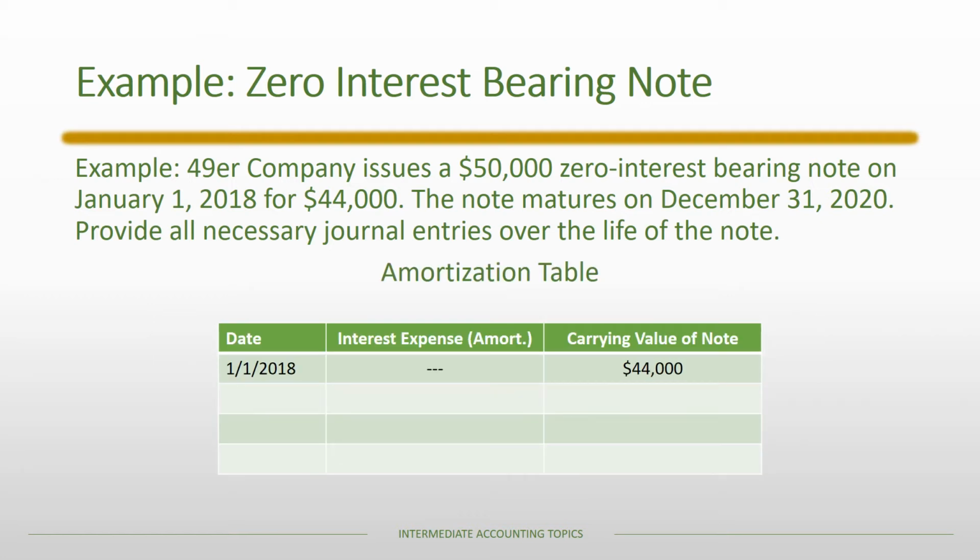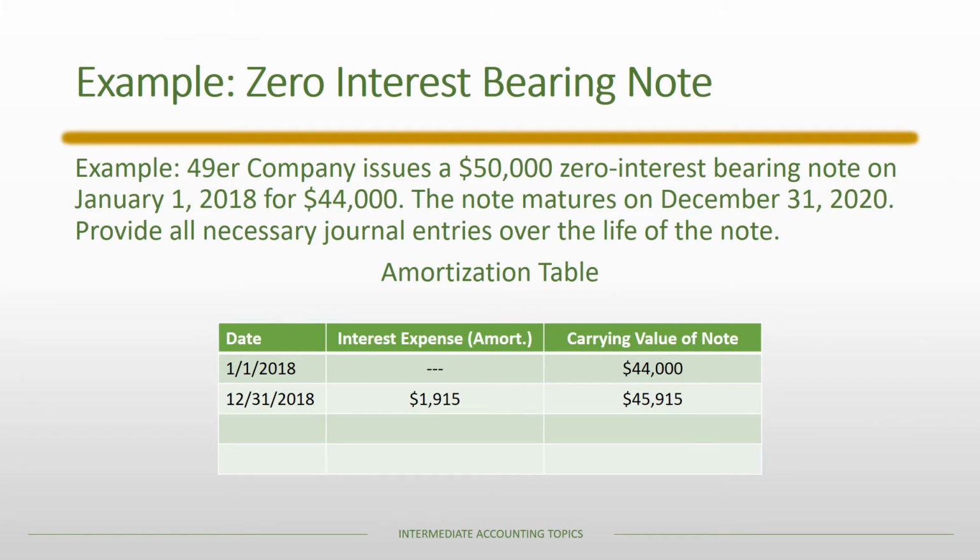We're going to use the information from our time value of money calculation and create an amortization table. Just like any other table we've done, we have the date and we have the initial carrying value of the note. And from there, we're going to basically amortize, and in this case, we're going to be amortizing the implied discount.